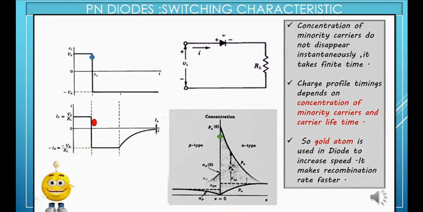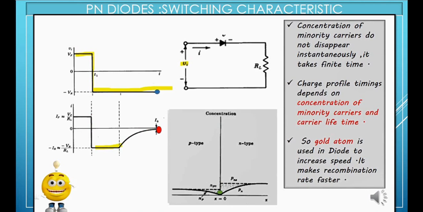Now this slide shows the transient or switching behavior of a diode. Here we apply an input voltage that is just a square wave. We suddenly turn it off. From the animation you can see that when the voltage decreases instantaneously, there should be zero current, but you can see that the current is not zero. It becomes negative, and then it becomes zero. It takes some time to become zero.